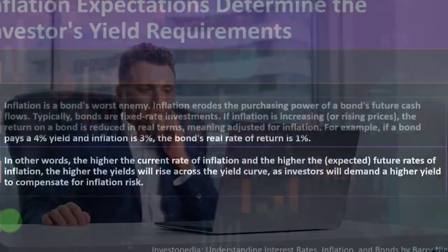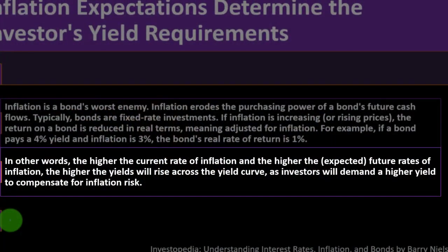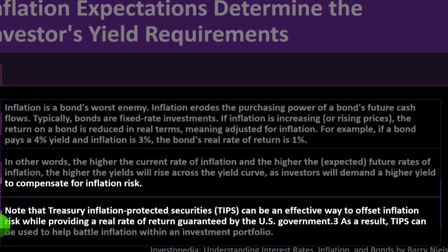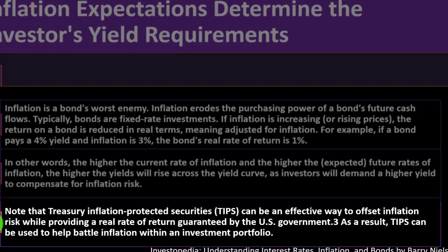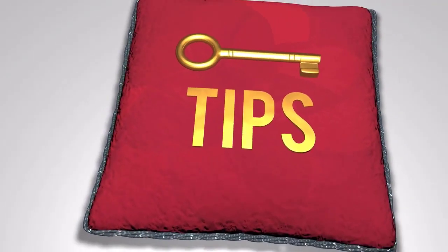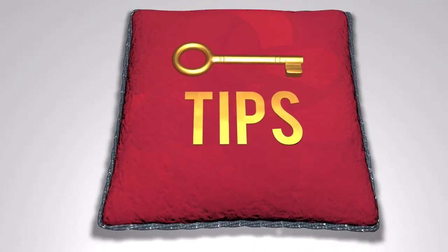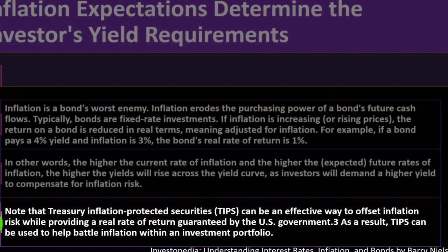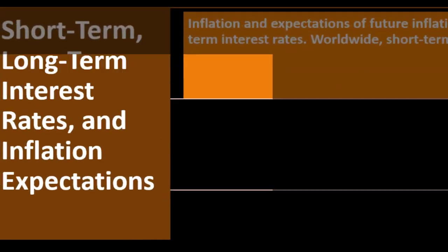So in other words, the higher the current rate of inflation and the higher the expected future rates of inflation, the higher the yield will rise across the yield curve, as investors will demand a higher yield to compensate for inflation risk. So note that Treasury Inflation-Protected Securities, the TIPS, can be an effective way to offset inflation risk while providing a real rate of return guaranteed by the U.S. government. We talked about TIPS a bit because they're supposed to move along with inflation, so they have some adjustments instead of being completely fixed. As a result, TIPS can be used to help battle inflation within an investment portfolio.